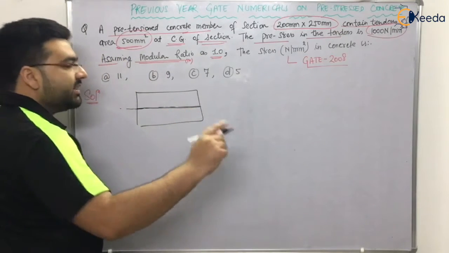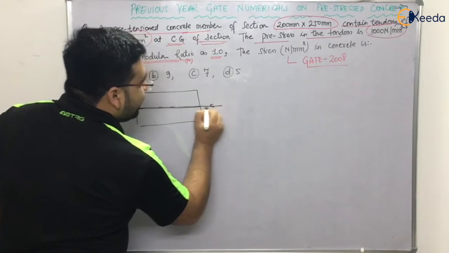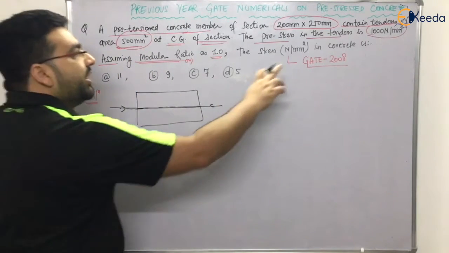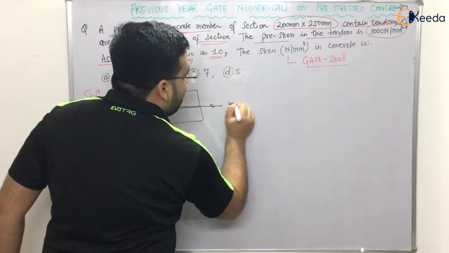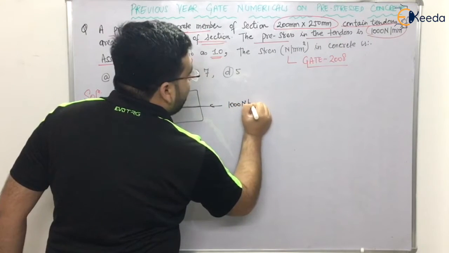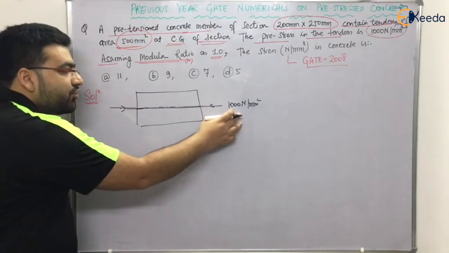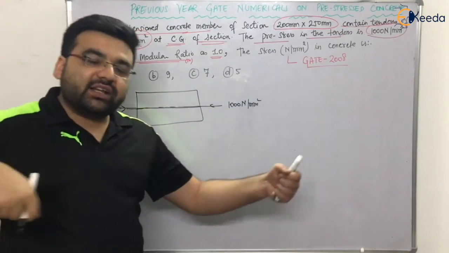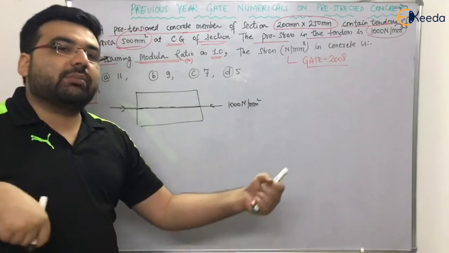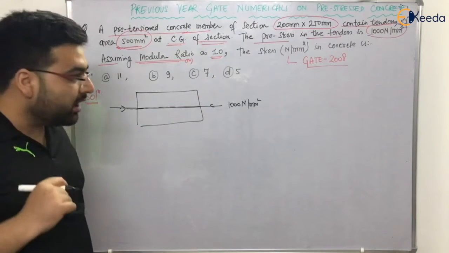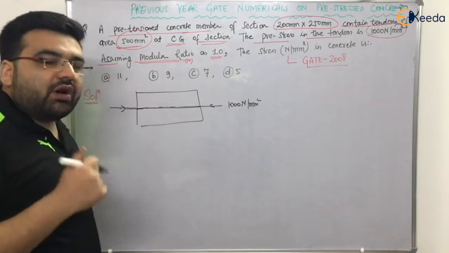Tendons have been stretched and now they have been released, so they will have some force. The force is not given to you, the stress is given to you. The stress is 1000 Newton per mm square. Now with this stress, they are coming back to their original position. Simple, clear? Now just imagine what will happen.